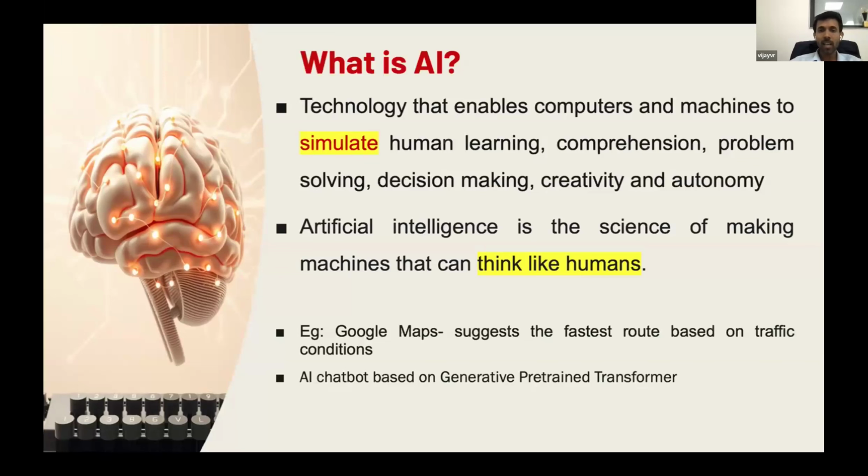In other words, I would define artificial intelligence as the science of making machines that can think like humans. We give a machine data, and this machine has the ability to think just like a human brain can. That is the simplest definition of AI.